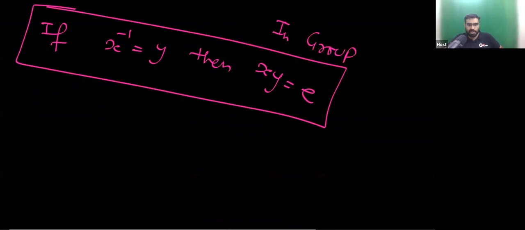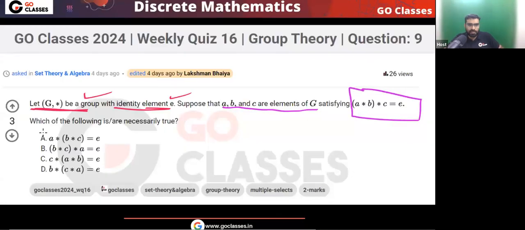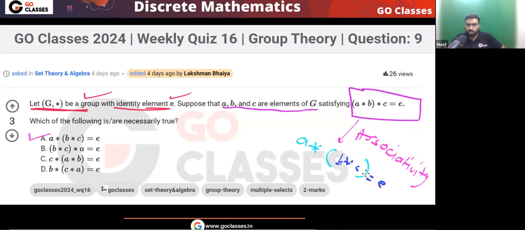So here you can easily notice that statement one is true. Actually, statement one you can easily see from associativity also, right? Just apply the associative property, because group is associative. You can see, option A you will get.